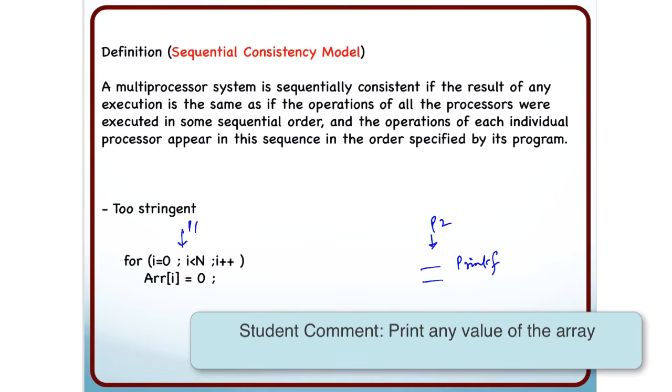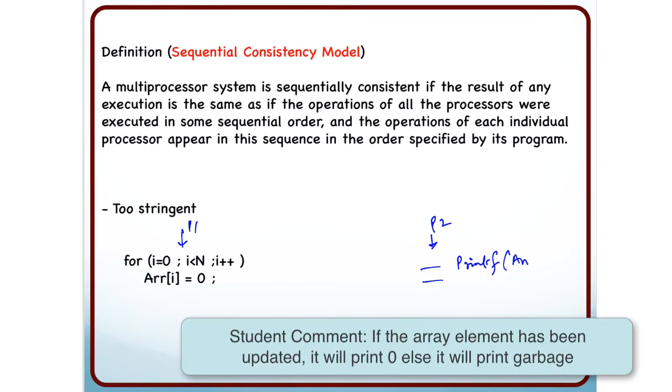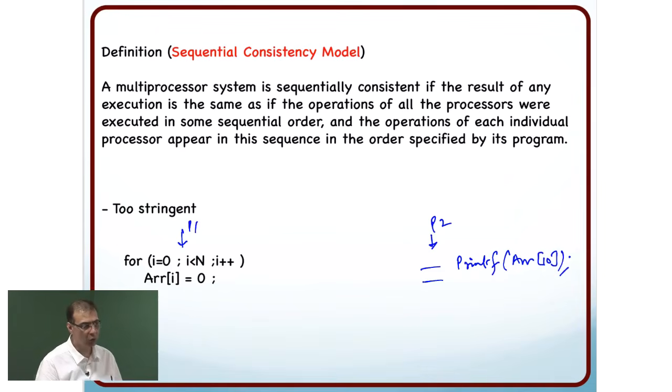Print what? Print any value of the array, okay. So if up till now the array has been updated, it will show the value 0. Or else it will show a garbage array. But that's fine, right? That's a valid sequential interleaving. If this code on P2 executes before the code on P1, that is what you'll see, garbage. If this executes after P1, then that's what you will see, 0. So both of them are valid outputs. They correspond to some valid interleavings of the two codes.